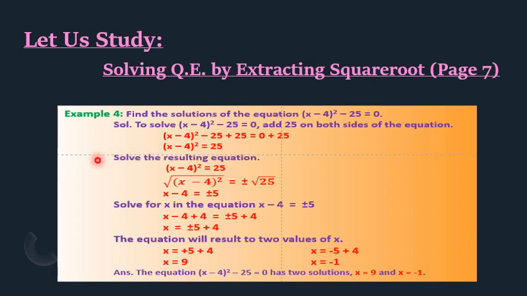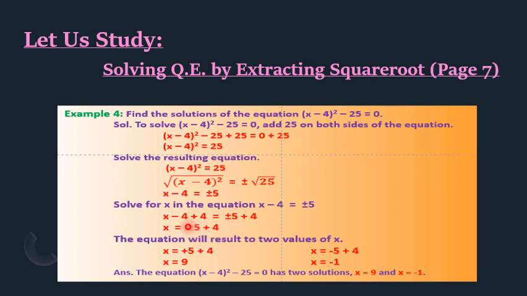Solve the resulting equation. So, we square root (x minus 4) squared. Where do we square root? You square root the whole expression. So, the square root of (x minus 4) squared leaves x minus 4. We also square root 25, so we have positive, negative 5. Now we need only x to remain, so we add 4 to the negative 4. So, we have x minus 4 plus 4 is equals to plus minus 5 plus 4.